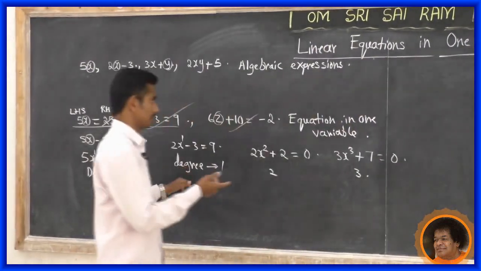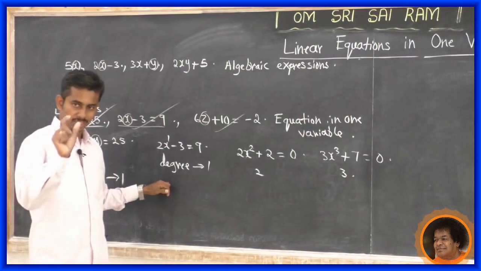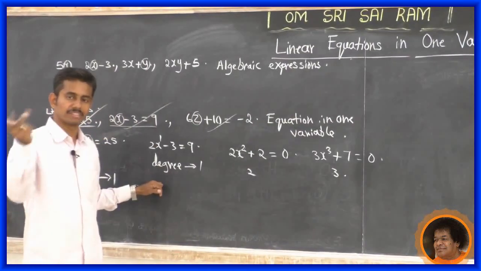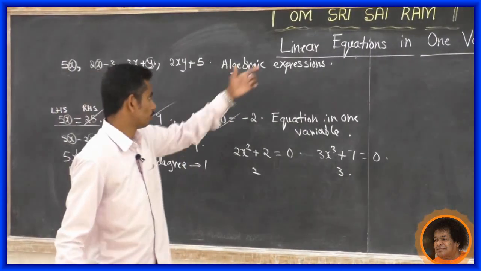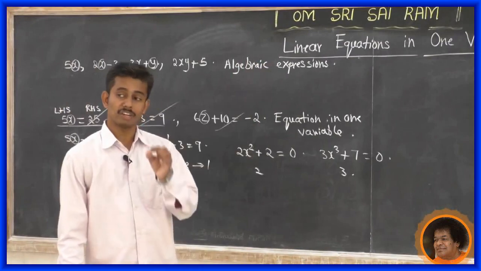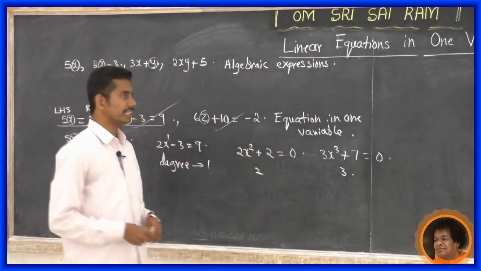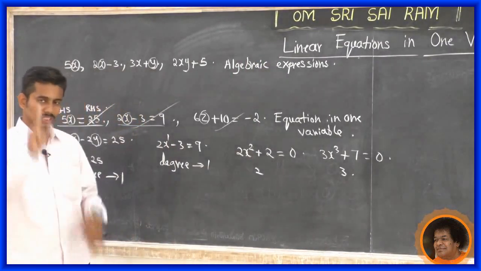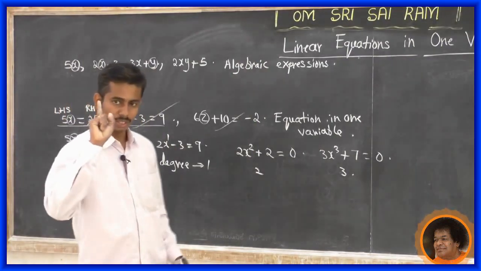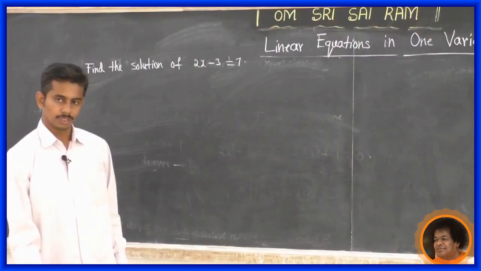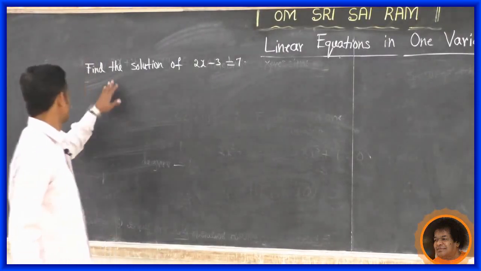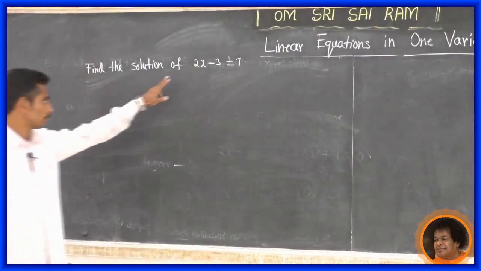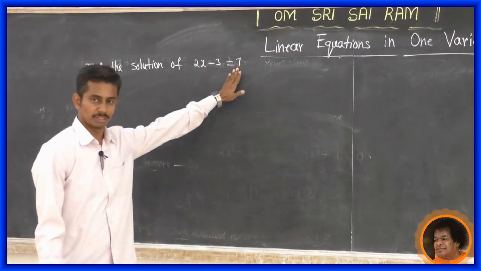So linear equation. Equation means the equal symbol, with the right hand and left hand side. Then why is it called linear? If the highest degree of the equation is 1, then it is called a linear equation. One variable means the equation contains only one variable. First example, find the solution of 2x minus 3 equal to 7.